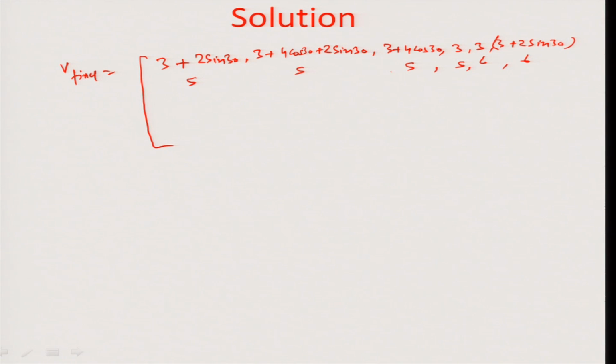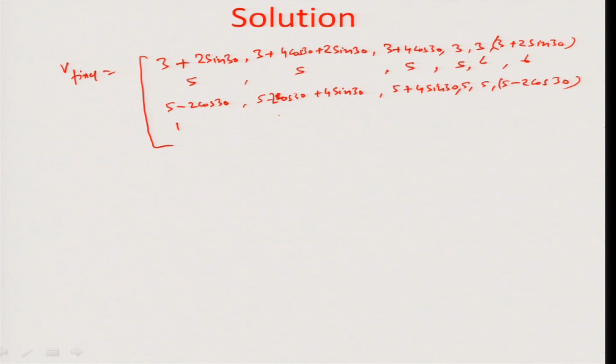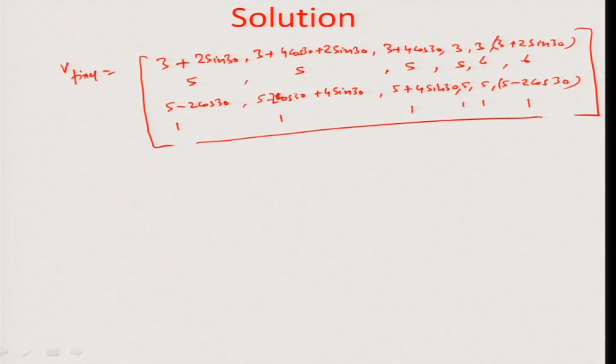The second row would look like 5, 5, 5, 5, 6 and 6. The third row again would be 5 minus twice cos 30, 5 minus twice cos 30, 4 sin of 30, 5 plus 4 sin 30, 5, 5, 5 minus twice cos 30, and so forth. And the last row finally would look like 1, 1, 1, 1, 1 and 1, all ones. So the dummy element comes out of this whole transformation.